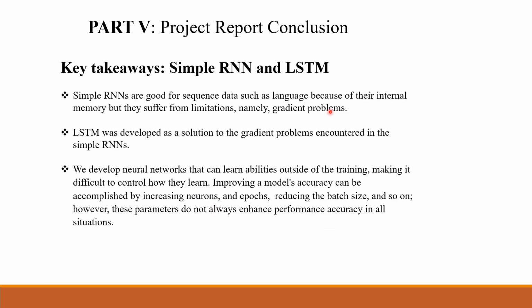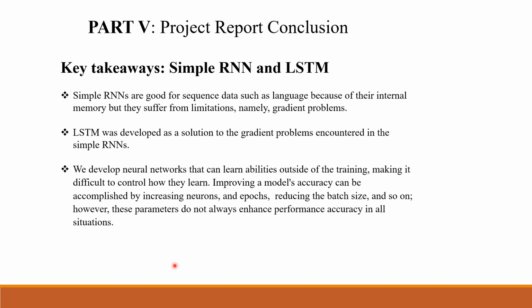So basically, the key takeaways in this project while dealing with simple RNN and LSTM: I note that simple RNNs are good for sequence data such as language because of their internal memory, but they also suffer from limitations, that is the gradient problems. LSTM was developed as a solution to the gradient problems encountered in simple RNNs. Lastly, I also noted that neural networks usually have the ability to learn outside of their training, making it difficult to control how they learn.